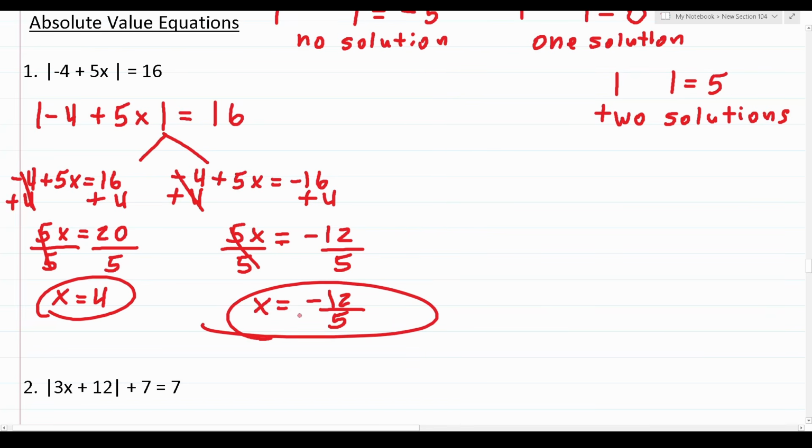Okay, so if we plug in both of those values for x, we'll get 16 as our answer. All right, so that's an example of solving an absolute value equation in which there are two solutions.